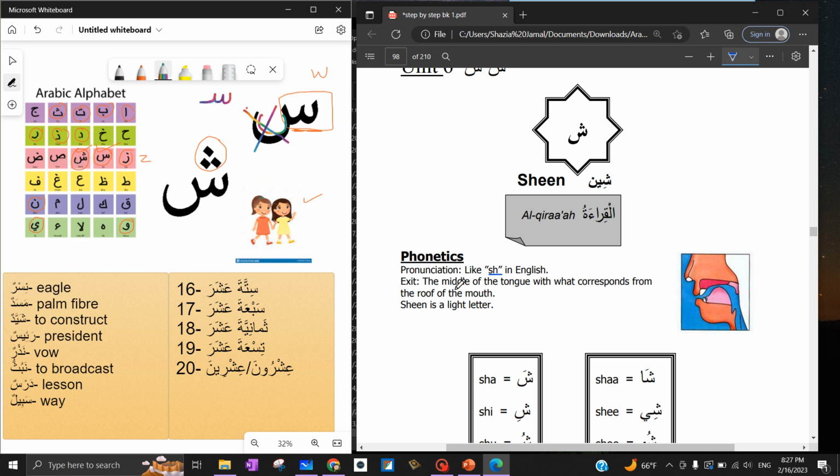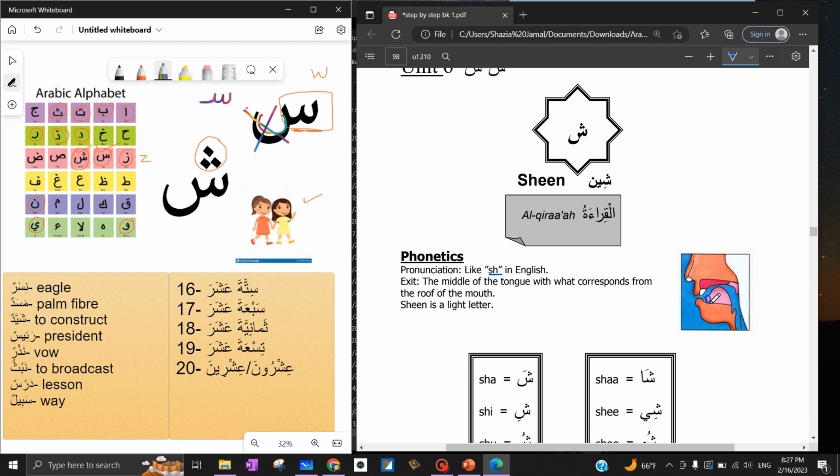It's the same sound. So how do we pronounce it, or what is the articulation? Let's see. The middle of the tongue with what corresponds from the roof of the mouth. Now what happens? The tip of the tongue will be where? Lower incisors, the back of the lower incisors. Shh. But it won't touch, just like in seen, where our tip of the tongue touched the lower incisors.